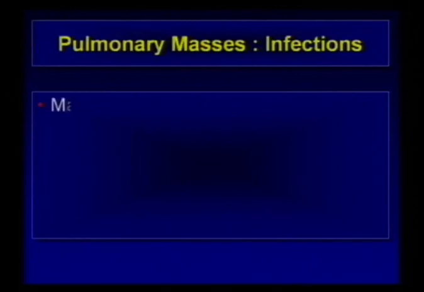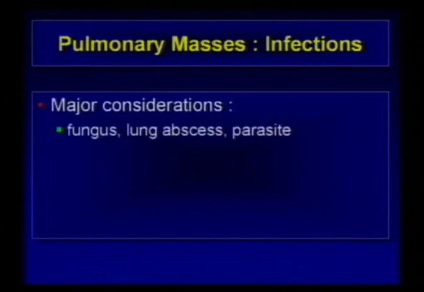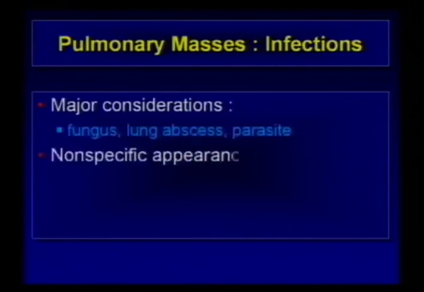How about infections presenting as pulmonary masses? Major considerations: fungus, lung abscess, and parasites. Now you can get multiple small nodules with disseminated infections, as I reviewed in my previous talk, so I'm focusing a little bit more on larger lesions. You can get smaller lesions with septic emboli that cavitate. It's a pretty diffuse topic to get your hands around, so I wanted to focus on larger lesions with this element of the talk. What do you have to think about?